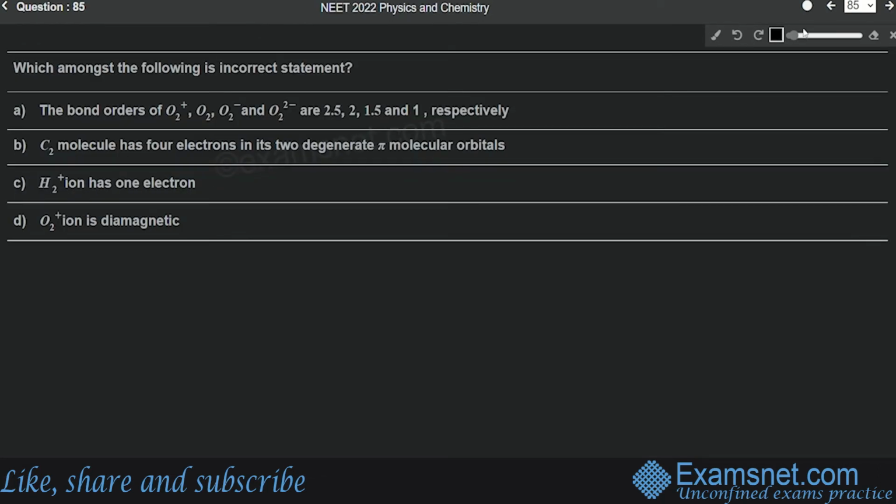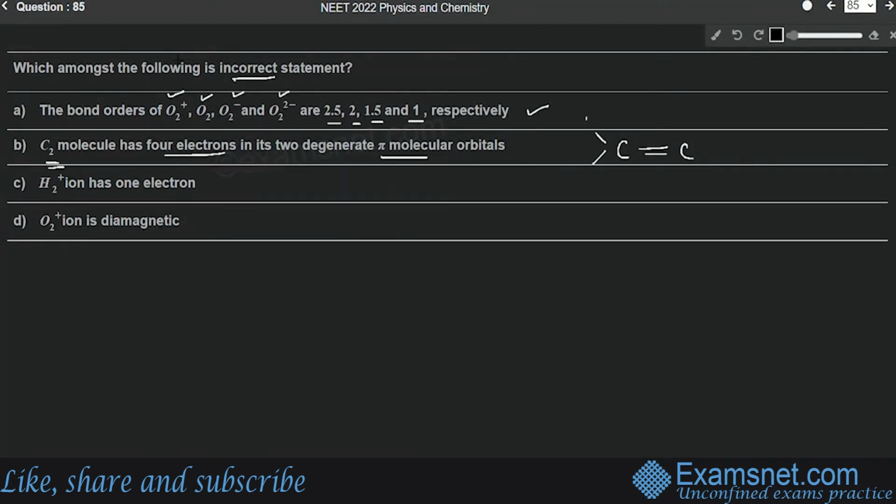Question number 85 is from the chapter Chemical Bonding and Molecular Structure. And the question is, which amongst the following is an incorrect statement? Okay, so three are correct, one is incorrect. The first one is the bond orders of O2 plus, O2, O2 minus and O2 2 minus are 2.5, 2, 1.5 and 1 respectively. That means in decreasing order, right? So this is a correct statement. Now we come to the second one. C2 molecule has 4 electrons in its 2 degenerate pi molecular orbitals. Again, this is a correct statement.